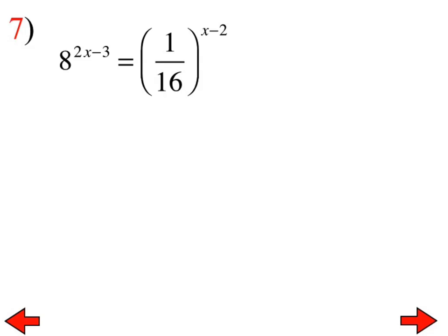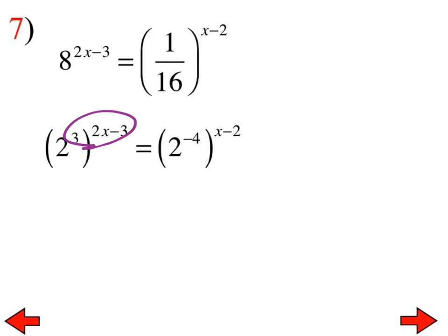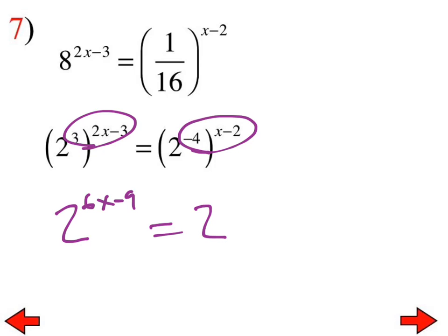Just like the previous 6 problems, we have to get a common base. The common base here is 2. We can replace the base of 8 with 2 to the 3rd. We can replace the base of 1/16 with 2 to the negative 4 power. Now we take our power to a power. 3 times the quantity of 2x minus 3 is 6x minus 9. Negative 4 times the quantity of x minus 2. You have to be careful there. That's 9 and negative 4x plus 8, not minus 8.